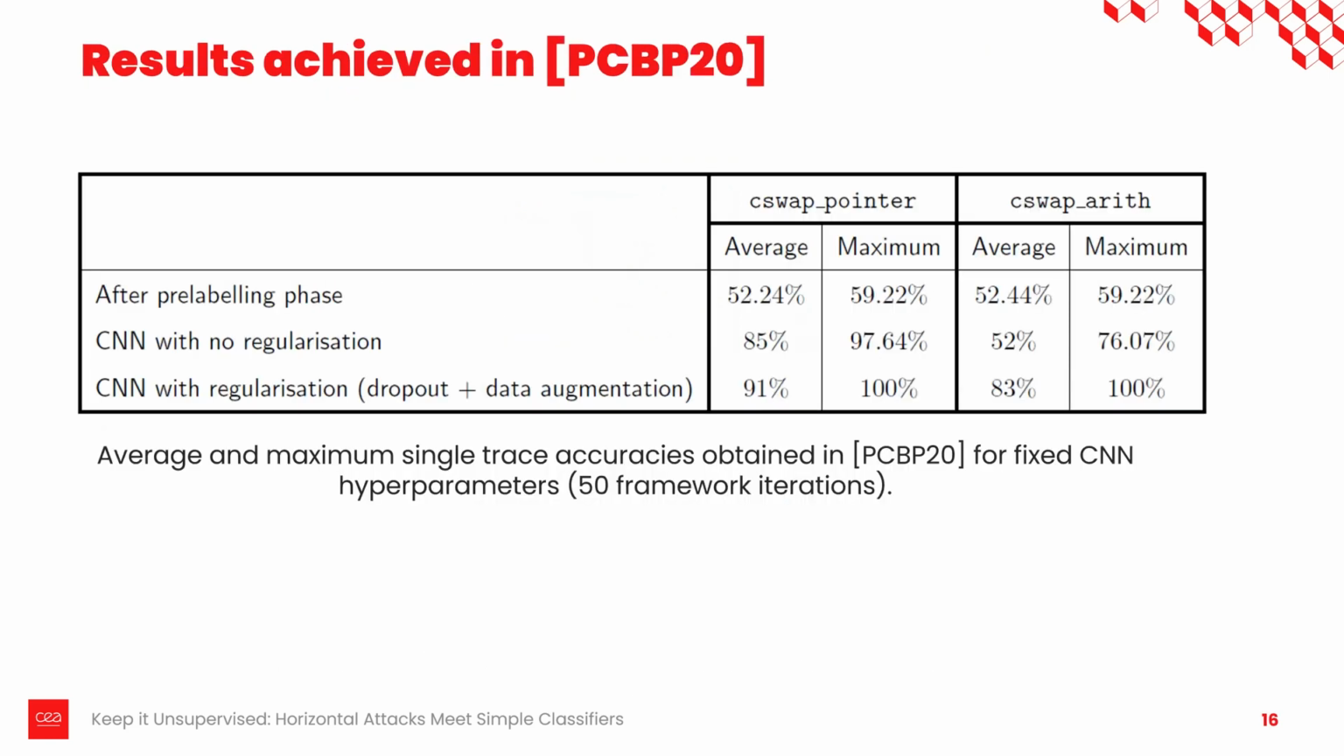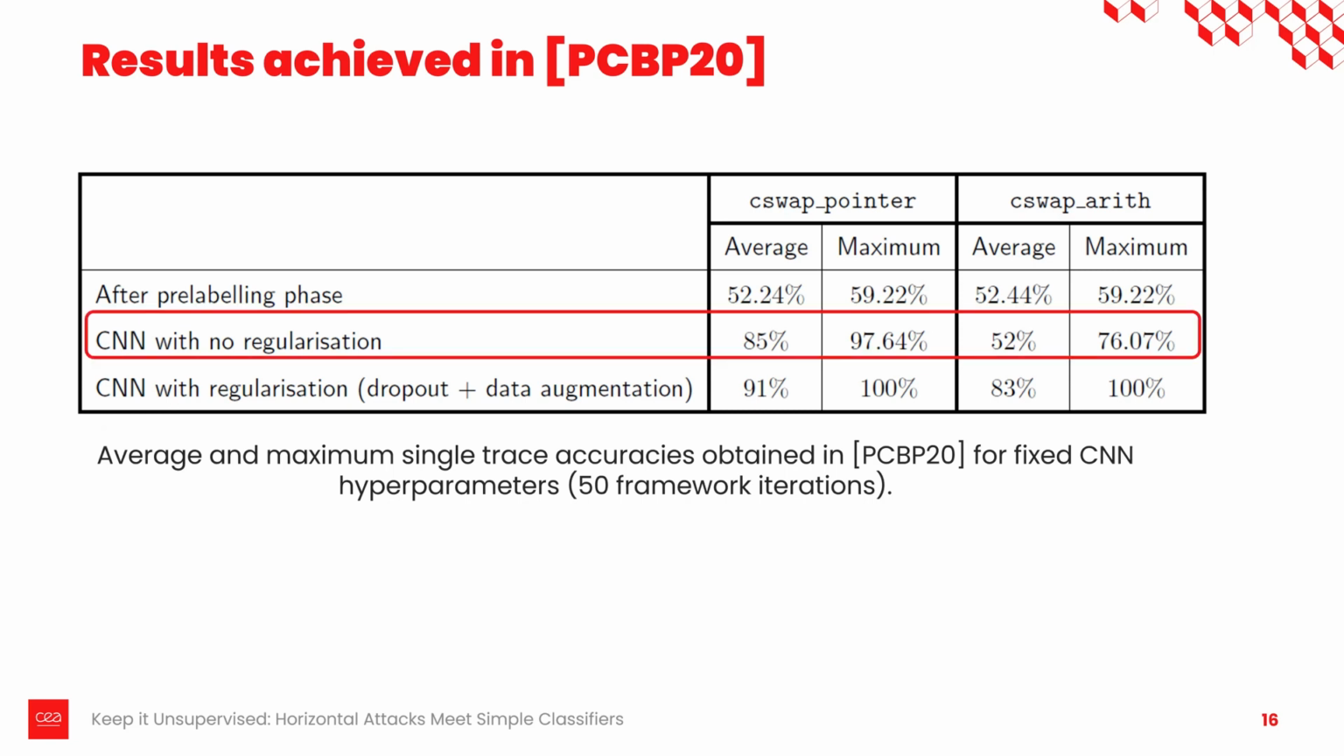So results obtained in the 2021 paper are summarized here on both datasets. They are obtained on 50 independent experiments, and both the average and maximum accuracy are observed. First, we can notice that the pre-labeling phase is somehow very unsatisfactory. Indeed, on average, the accuracy is around 52%, so it's just a little bit higher than the random guess.